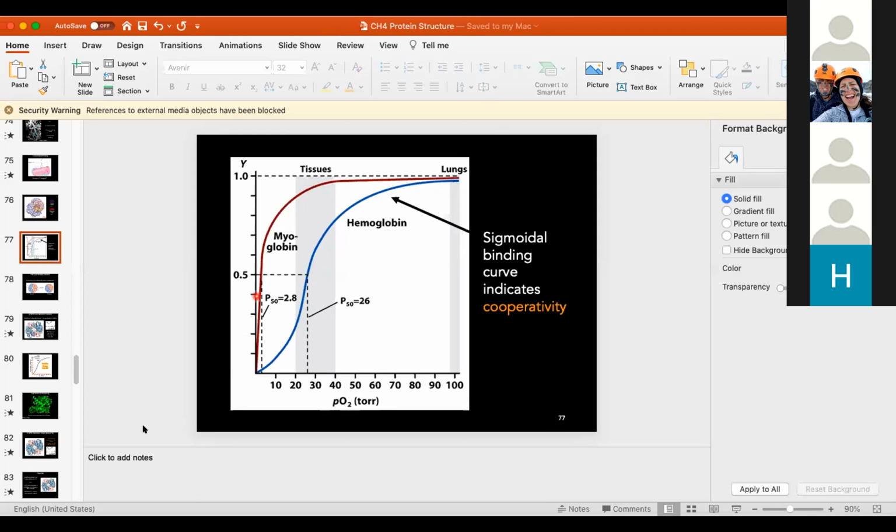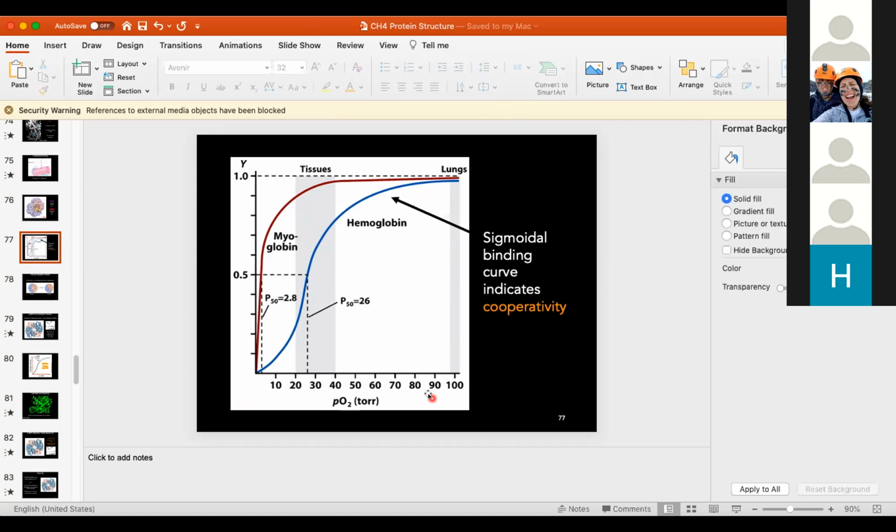Cooperativity can only happen if you're more than a monomer. So myoglobin can't do anything cooperatively because it's a monomer. Hemoglobin being a tetramer could show that it binds things cooperatively, and it does because the binding curve is sigmoidal. Reading these curves, the y-axis is either percent bound or fraction bound, and the x-axis is the partial pressure of oxygen.